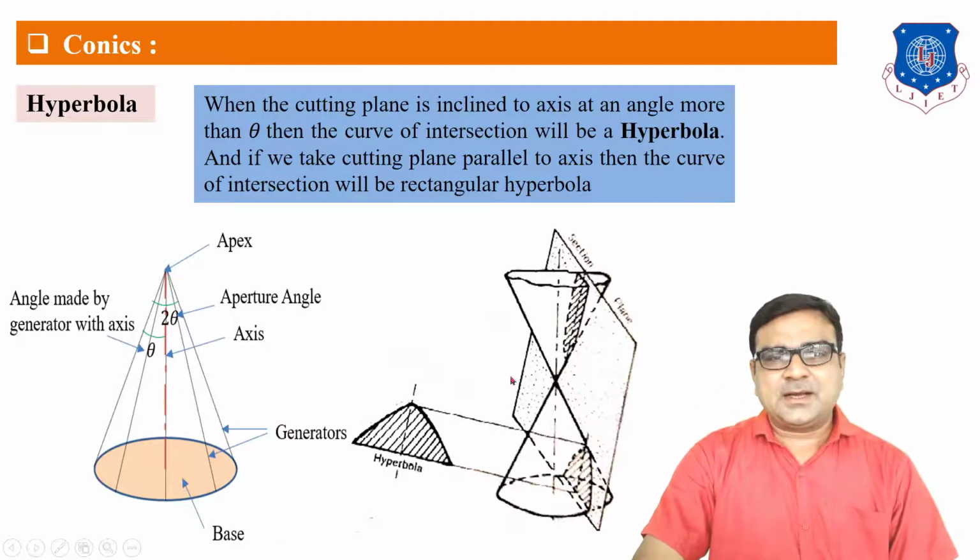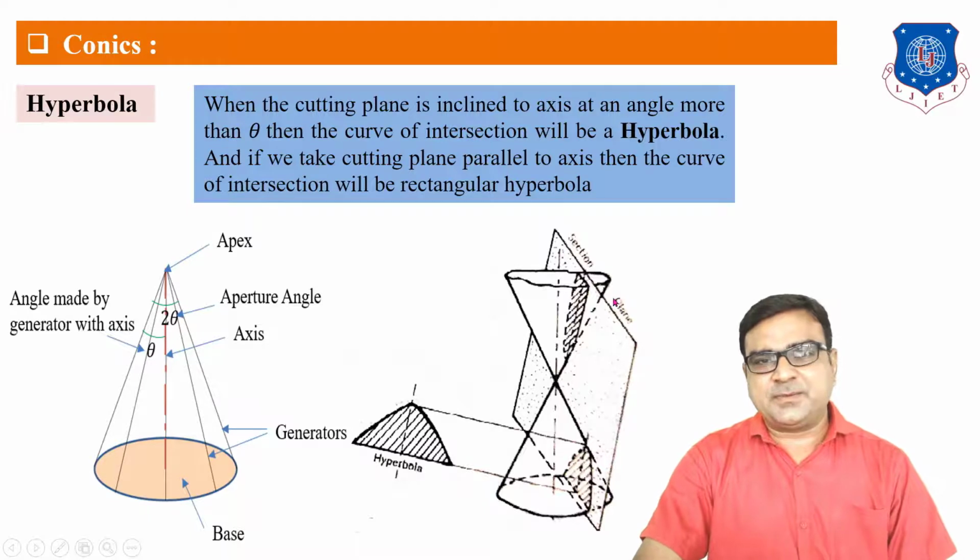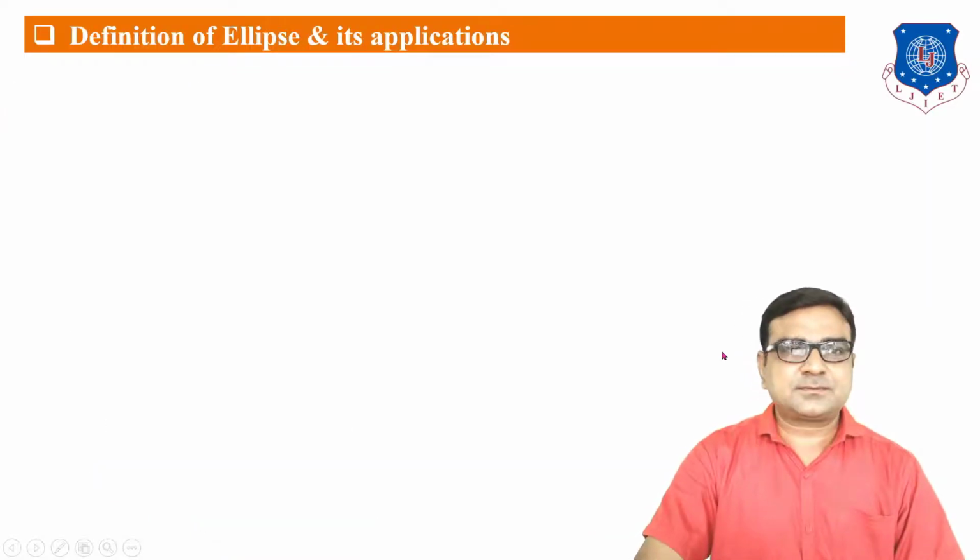And when the cutting plane is perpendicular to the base or parallel to the axis and is not passing through the apex, then the true shape of the section will be a rectangular hyperbola.